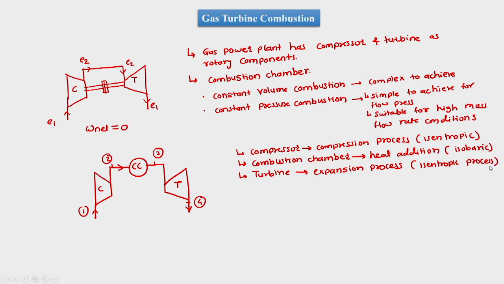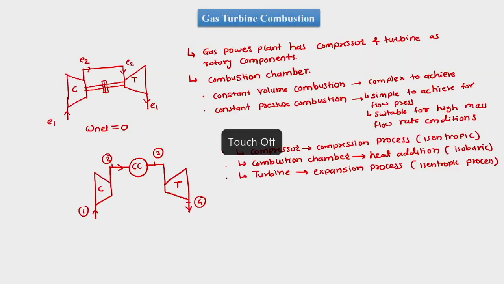Here we are assuming that heat is rejected to the atmosphere by mass transfer to the atmosphere, and the same mass is entering the compressor at a lower temperature. So practically we have three different components for three different processes, unlike in a reciprocating engine.